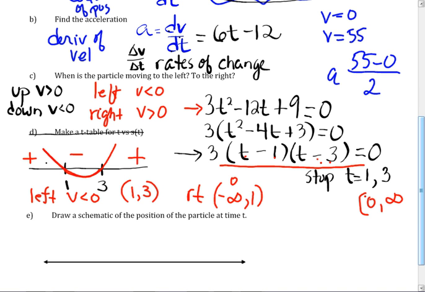Why would I include 0? What's the velocity at 0? It's not 0, it's positive. Those are little subtle details that are easy to overlook. Even after doing this for 20 years, I can overlook those. I don't think I get a perfect AP. Pretty close, but not perfect.